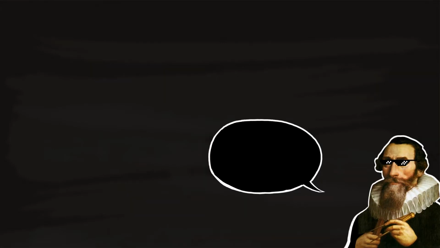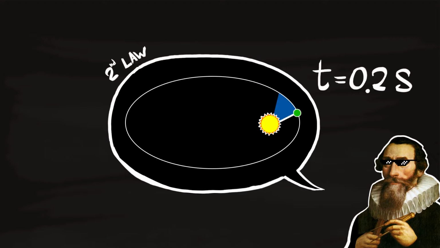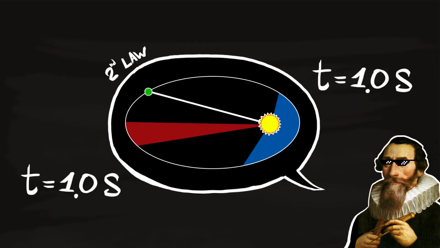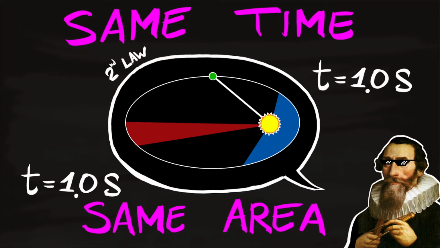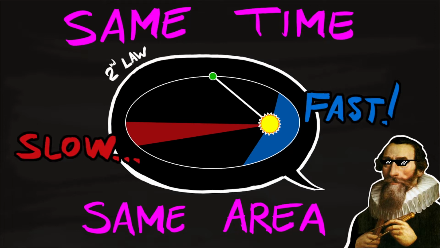Second law. The orbit radius, this guy here, sweeps the same area in the same amount of time. So, if this thing starts, you can see that after a second the planet radius created a certain area, and after another second it created another area. Well, these two areas have the same value because they were created in the same amount of time. This means that planets go faster the closer they are to the sun and go slower the further they are from it.